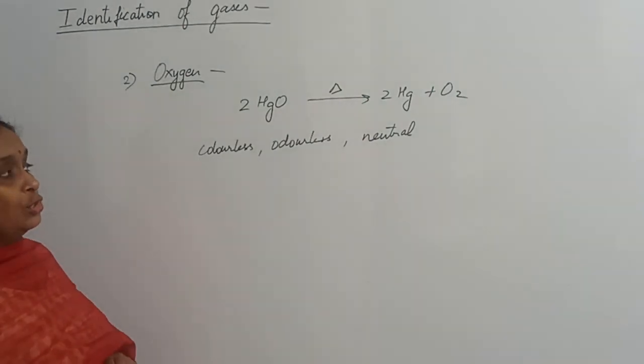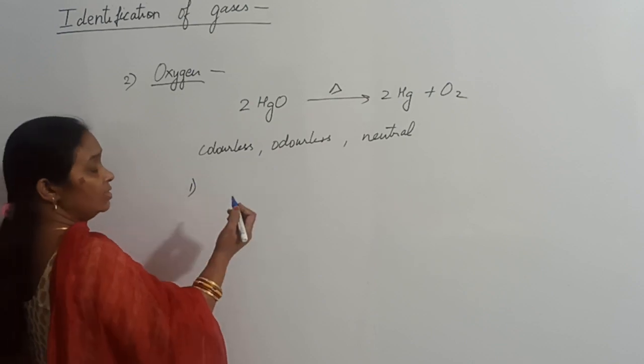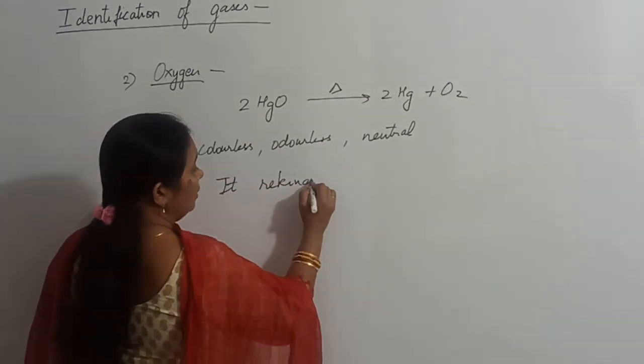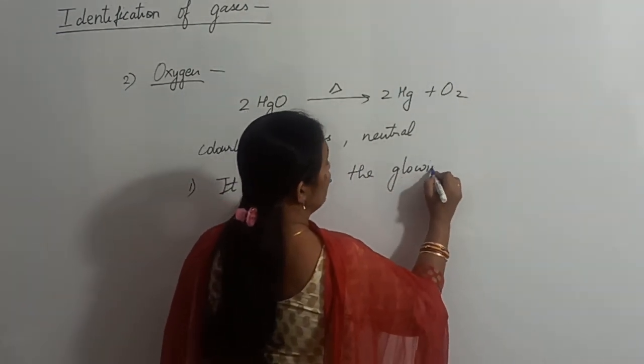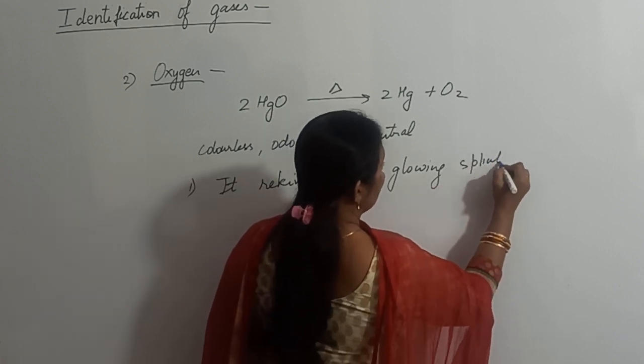So how can you confirm oxygen? First test is that it rekindles the glowing splinter. Why? Because it is a supporter of combustion. It rekindles the glowing splinter.